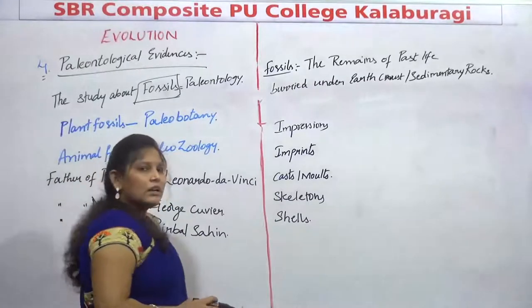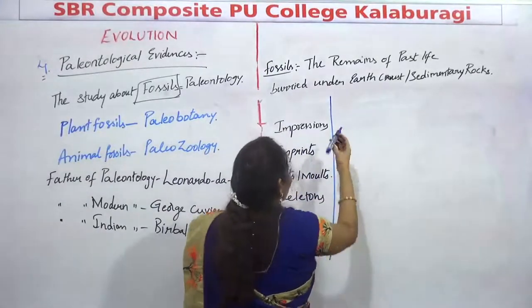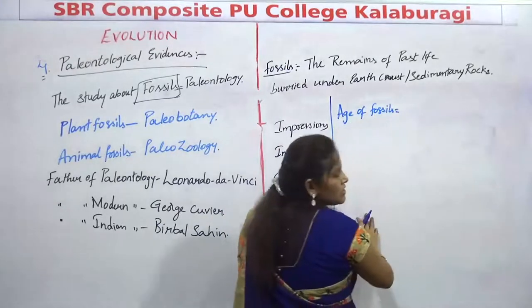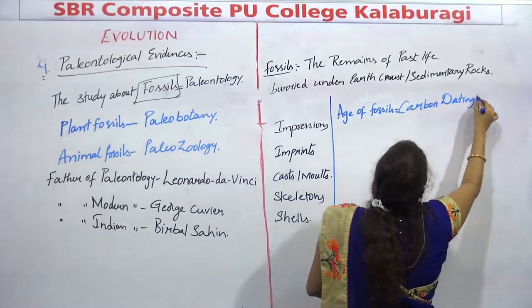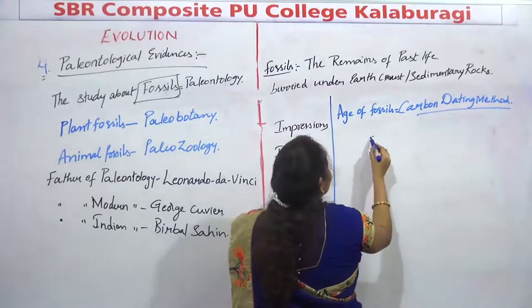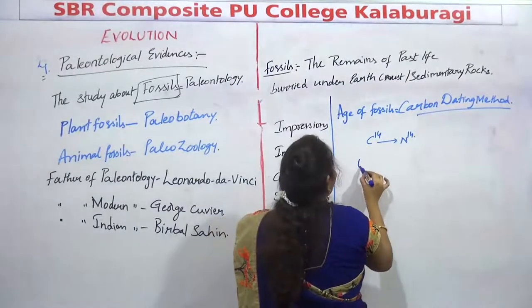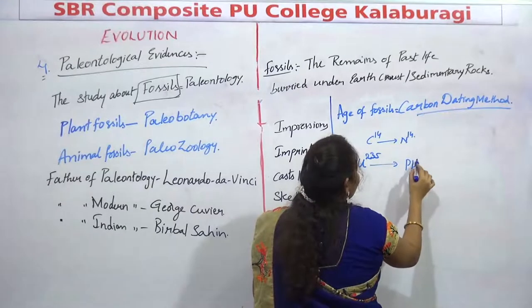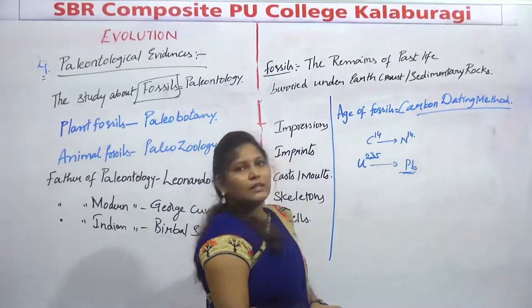The age of the fossil is determined by the carbon dating method. By using carbon dating, C14 is reduced to N14. Even by using uranium-235, which decomposes into lead, by estimating the percentage of lead, the age of the fossil can be determined.